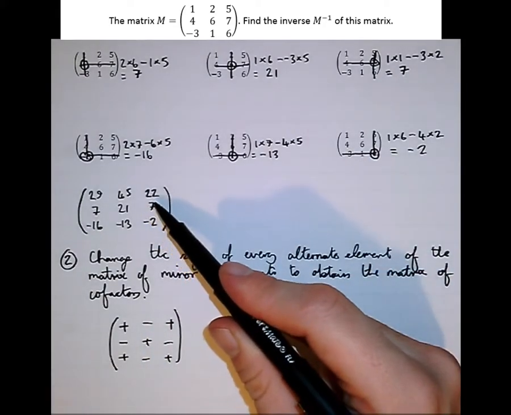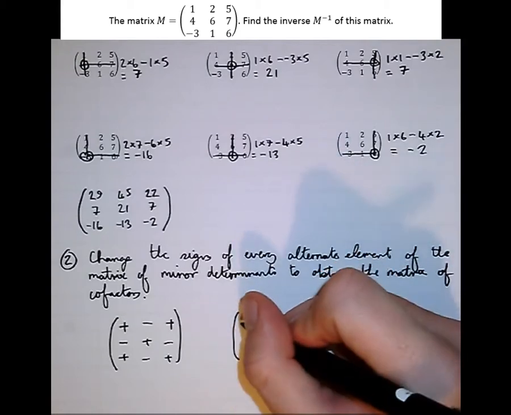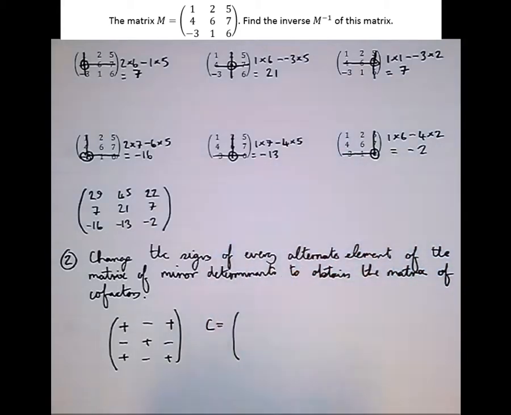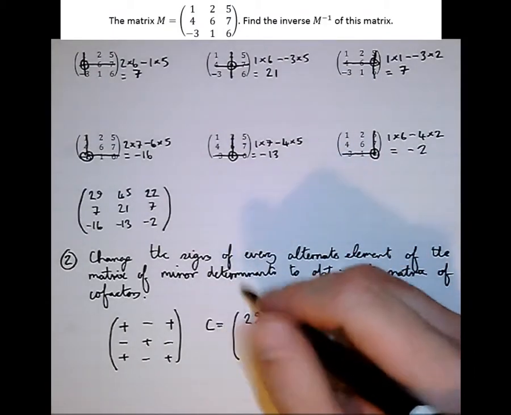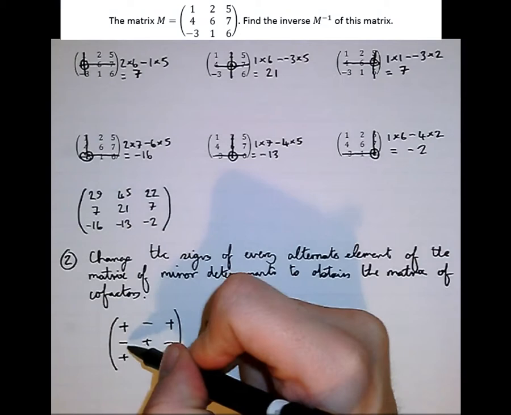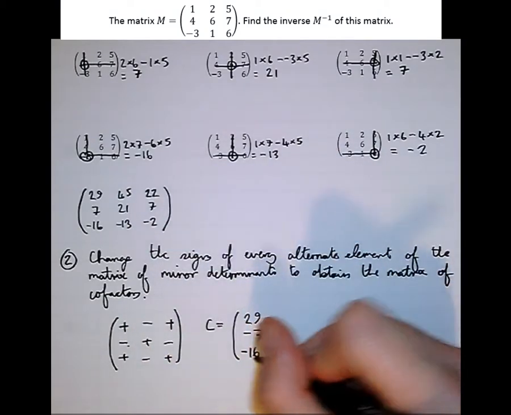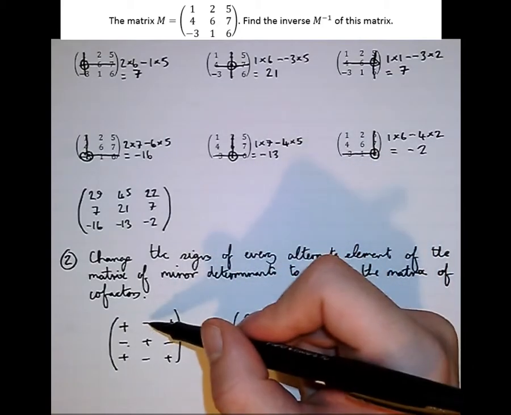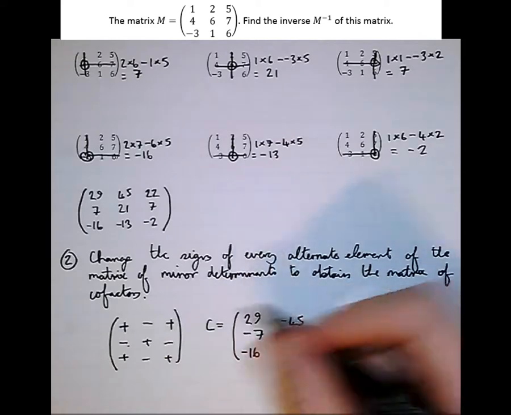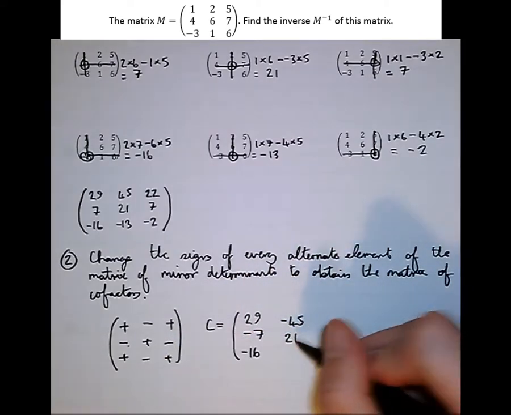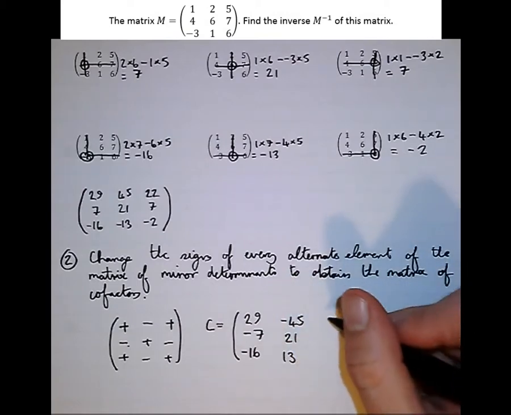So applying this sign change to this matrix here, we end up with the matrix of cofactors, which we're going to call C, equals 29, not changing the sign of that, but this one we are going to change the sign of, minus 7, then no change to that one. Then we are going to change this one, minus 45, we'll negate it, 21, then a change of sign to this bottom one to make it positive 13.